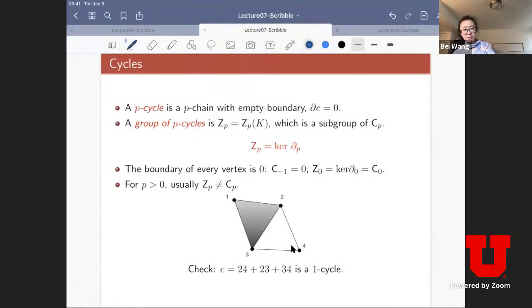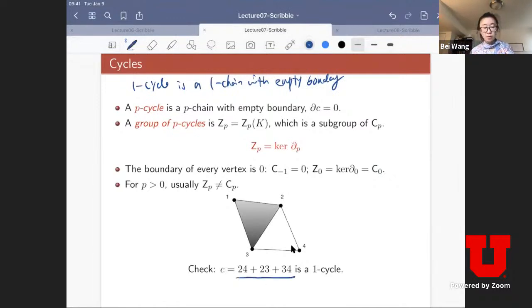So now the next concept is called a p-cycle. Okay, so a p-cycle is a p-chain with empty boundary. Let me replace p by 1. So a 1-cycle is a 1-chain with empty boundary. Hopefully it will give you an intuitive idea. So let's say right now my chain is 2,4 plus 2,3 plus 3,4. This is a linear combination of those three edges. And I say it's a 1-cycle.